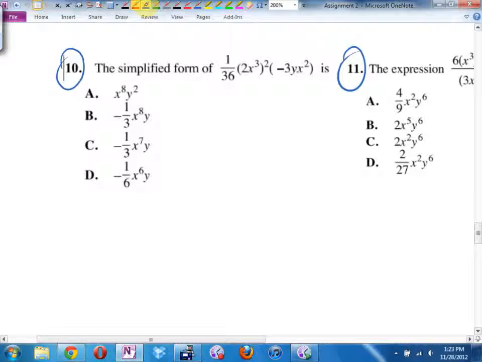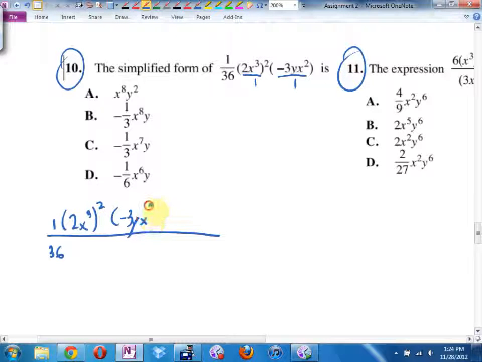Can you read me the thing that's in the very front of that, Naomi? I don't see it that way. I see a 36 on the bottom and a 1 on the top, and then everything else is on the top. How do I know they're on the top? Because that's technically over 1, then that's technically over 1. And when you're multiplying fractions, it's just top times top over bottom times bottom. So I'm going to do that first.